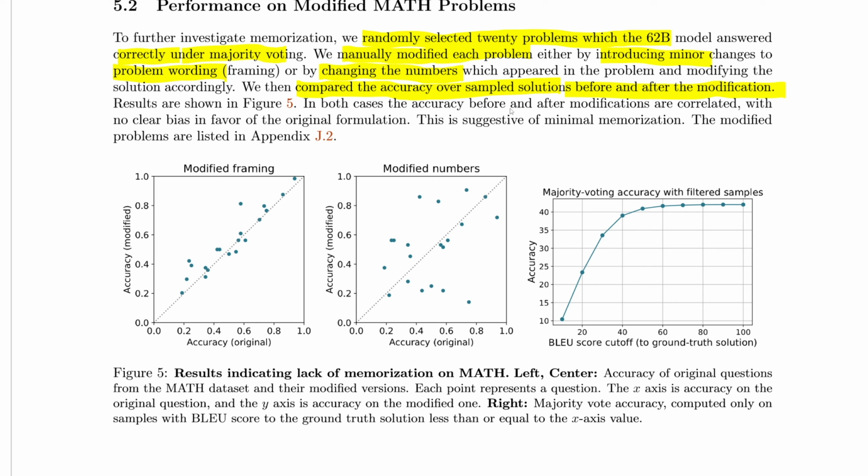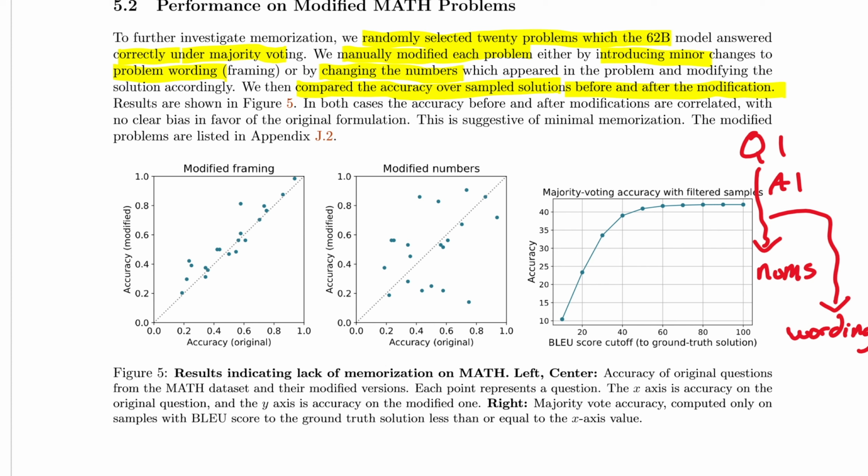So just to reiterate, they start with one problem, question 1 and answer 1. And then they do one of two things. They either change the numbers or they change the wording. And then they see, can the model still solve this, or is there any correlation? One thing that would be alarming is if they change the numbers by a little bit and all of a sudden the performance of the model dropped a lot, or if they change the wording a little and the performance dropped. That would be a big red flag.